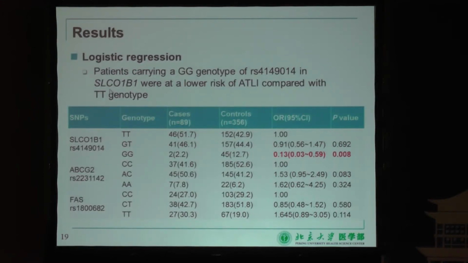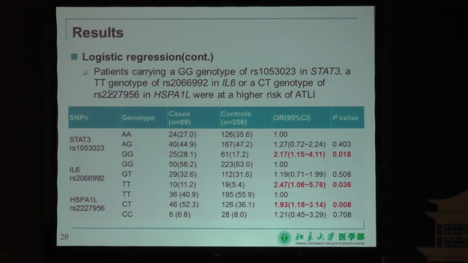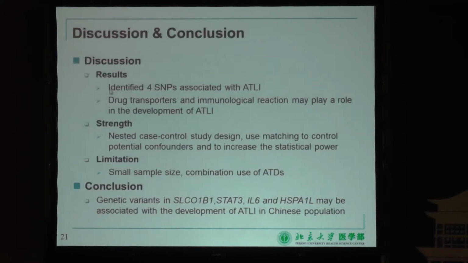In the logistic regression, we found 3 SNPs with significant differences. Patients carrying a GG genotype of rs4149014 in SLCO1B1 were at lower risk of ATLI compared with the TT genotype. And patients carrying a GG genotype of rs105303 in ST8SIA, a TT genotype of rs2066992 in IL6, or the CT genotype of rs2227956 in HSPA1L were at a higher risk of ATLI.